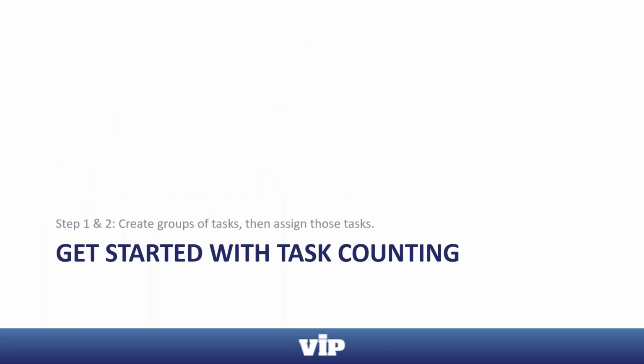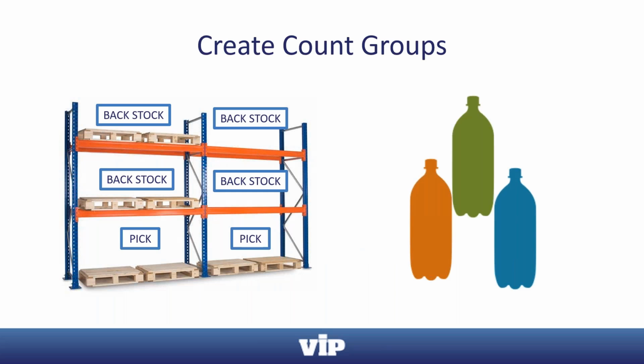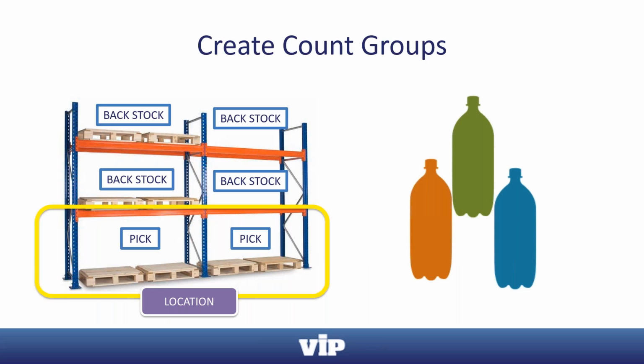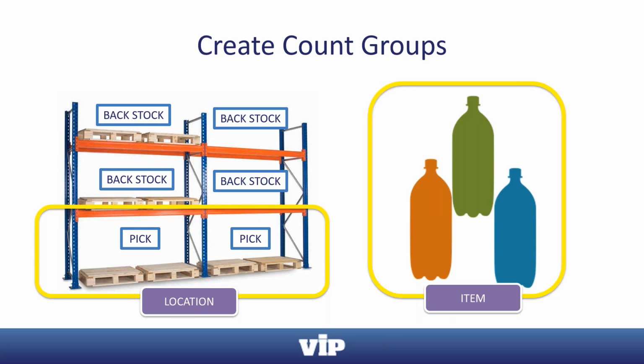Now that we know what we need, let's get set up to start counting. For those of you already using task-based counting with the RF units, the following setup procedures haven't changed at all. In order to start counting, you have to create groups of tasks and assign them a group number. You can group tasks by locations, for example, I want to count all of my pick locations. Or you can group tasks by product, for example, I want to count all of my 2 liters.